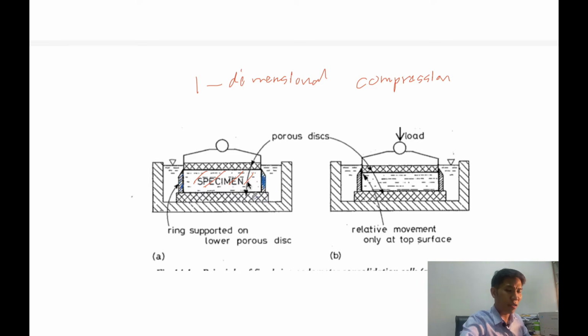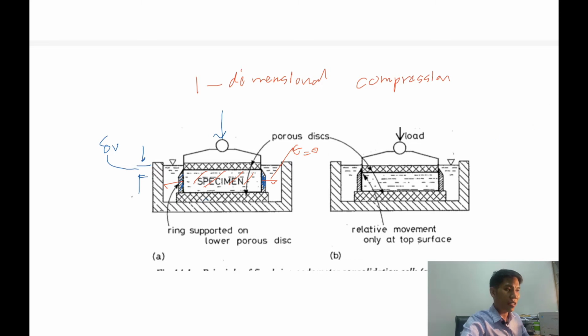The ring here confines the soil, so that means the soil cannot have lateral strain. Lateral strain equal to 0, that means it's constrained. After that, we apply the loading on the soil. So that means the soil will compress in only one direction. It means they have only so-called vertical deformation. There is no lateral deformation for the soil.